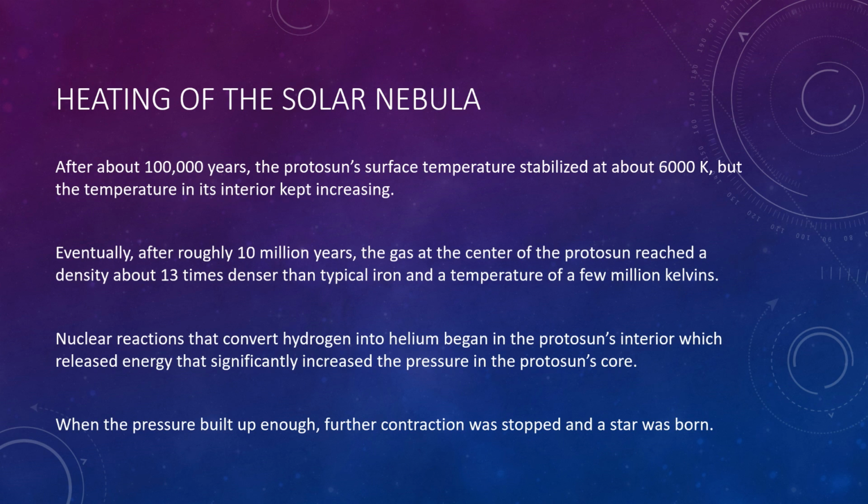So, in very brief terms, basically what happens is as this ball of gas contracts, it starts to heat up, and it heats up enough for fusion to occur. And that's how we get our Sun at the center.